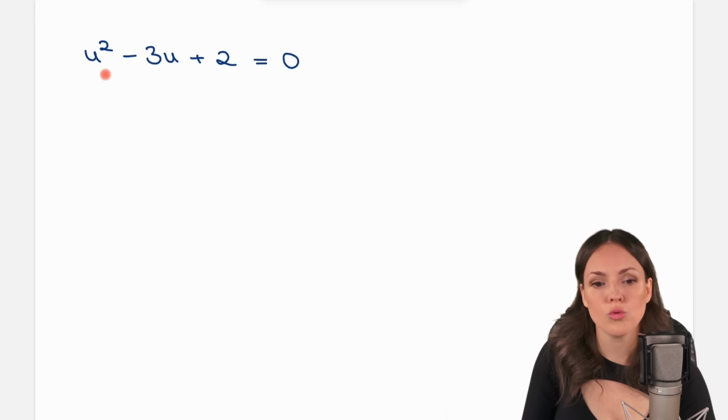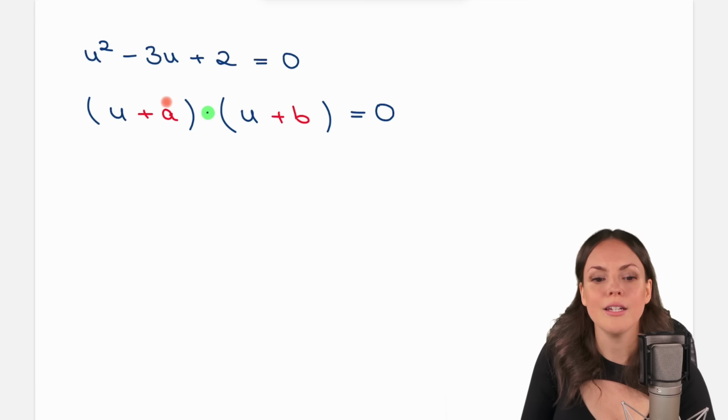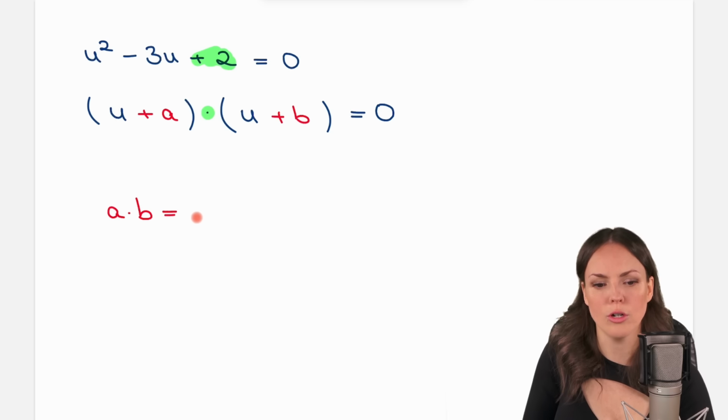It's a quadratic equation, so we could solve it by using the quadratic formula, or if the numbers are nice enough, we could also solve it by factorization. And I want to try it. I want to write the left side of this equation as a product so that I have a product is equal to 0. Because of the u squared, I'm going to have a u here and a u here. And now I have to find two numbers. I call one number a and the other number b, and I know that if I multiply these two numbers, so if I have a times b, then I will get this number as a result, so 2.